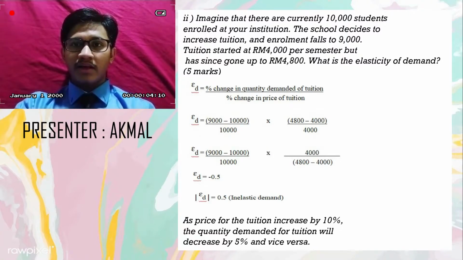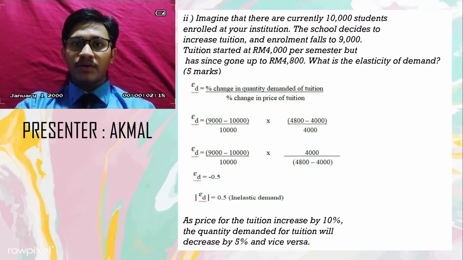Imagine that there are currently 10,000 students enrolled at your institution. The school decided to increase tuition and enrollment falls to 9,000. Tuition starts at 4,000 ringgit per semester but has since gone up to 4,800 ringgit. What is the elasticity of the demand? In this context, we will use price elasticity of demand in finding the answer.